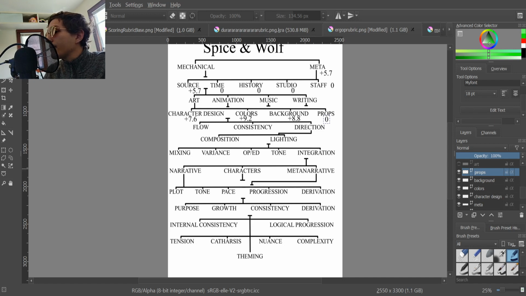Right, so for art, that means that we're going to add those up. A 7.6, a 9.2, and 8.8. And we're going to divide those by 3, which gives us an 8.5 for art. Go ahead and put that in.